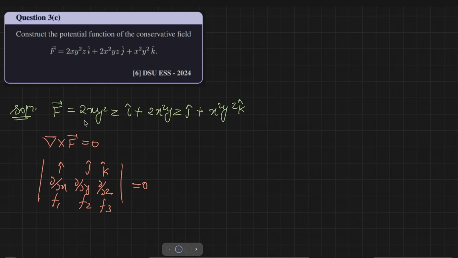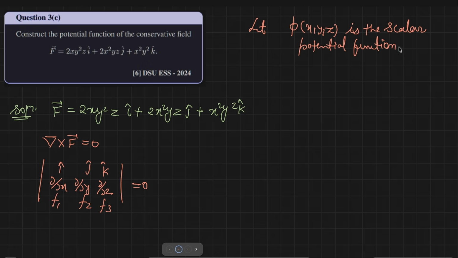How to find the scalar potential function? Let phi of x comma y comma z be the scalar potential function. If it is a scalar potential function, it means the condition is F vector is delta phi. Once F is delta phi, what do you have to do? Simple, you write it like this. This is basically d phi, this is the delta phi.